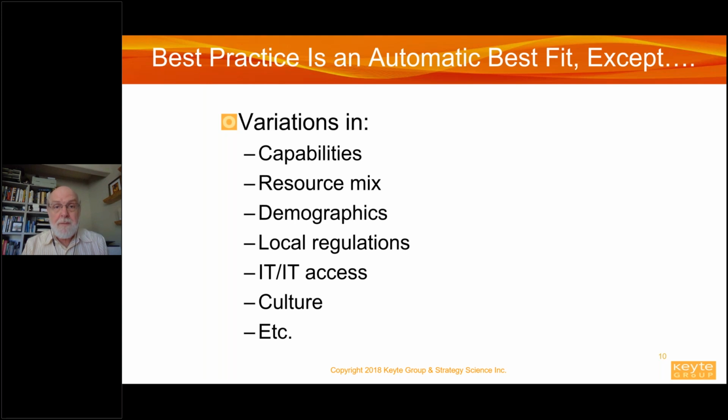My own experience, it has never been a best fit. It's only a best practice where it's created because it has all those variations. It's designed to its own variations of capabilities, resource mix, IT access, culture, etc. You move it out of there, it's a different ball game. It's in a foreign country.